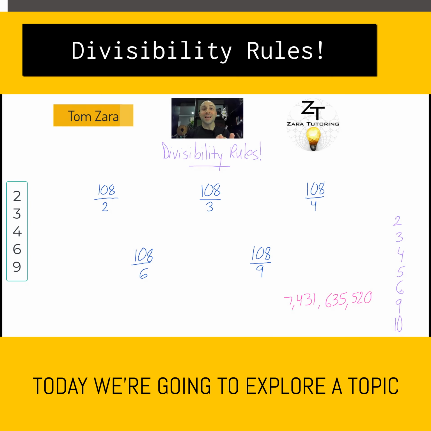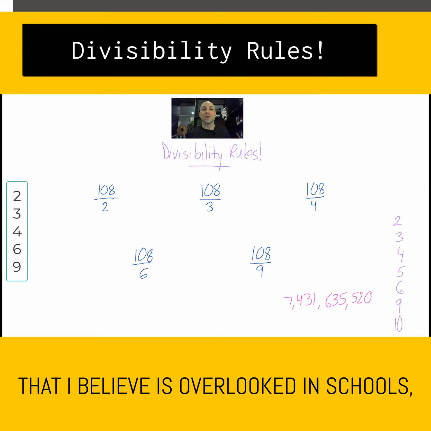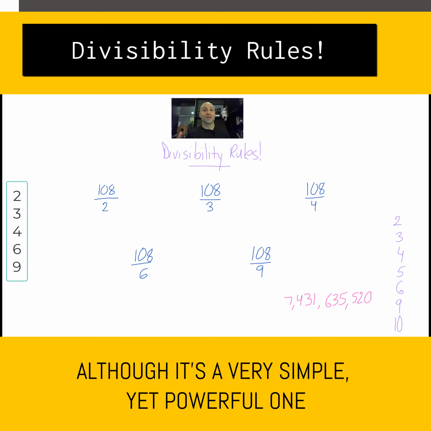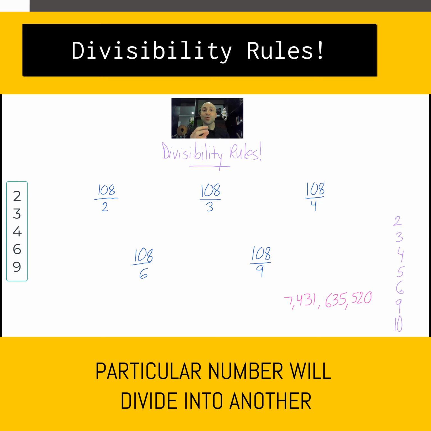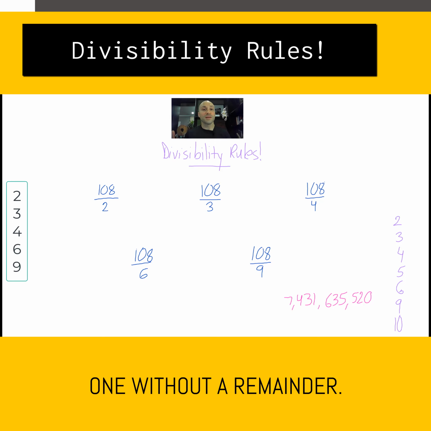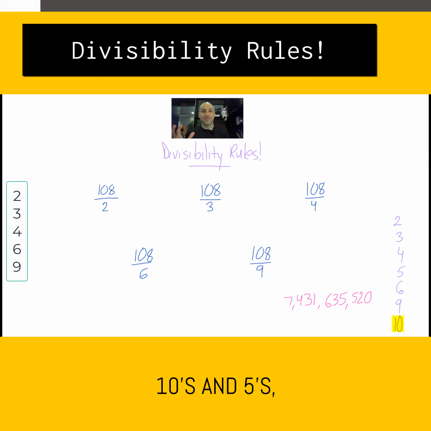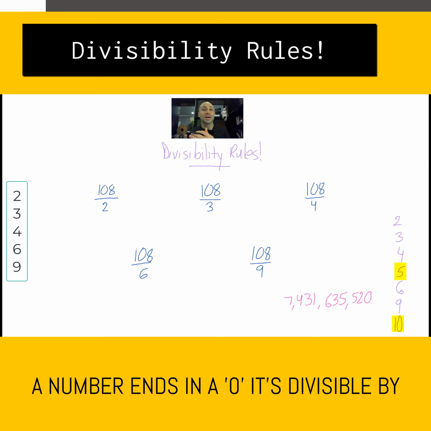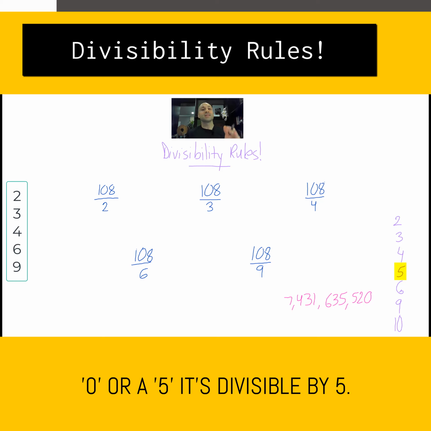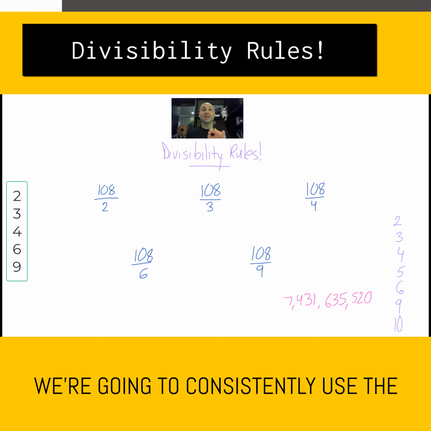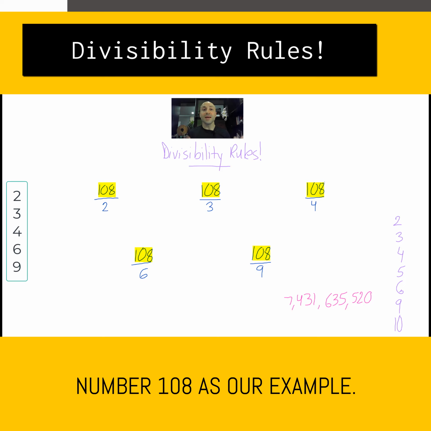Today we're going to explore a topic that I believe is overlooked in schools, although it's a very simple yet powerful one: divisibility rules, which means how to know whether a particular number will divide into another one without a remainder. We're going to skip over the rules for tens and fives, since it's pretty well known that if a number ends in a 0, it's divisible by 10, and if a number ends in either a 0 or a 5, it's divisible by 5. As you can see, we're going to consistently use the number 108 as our example.